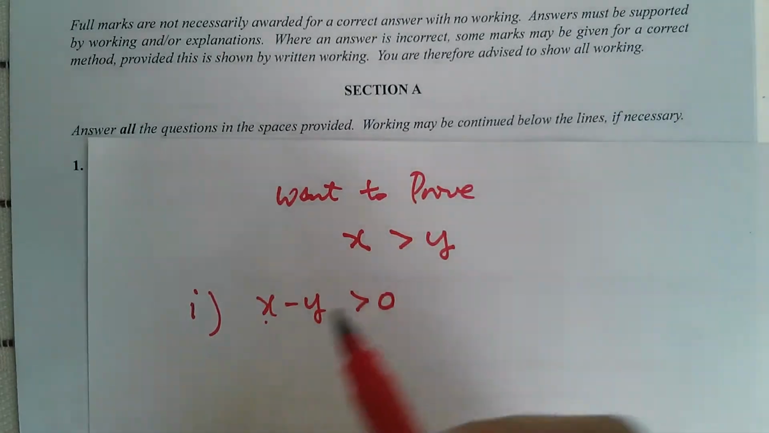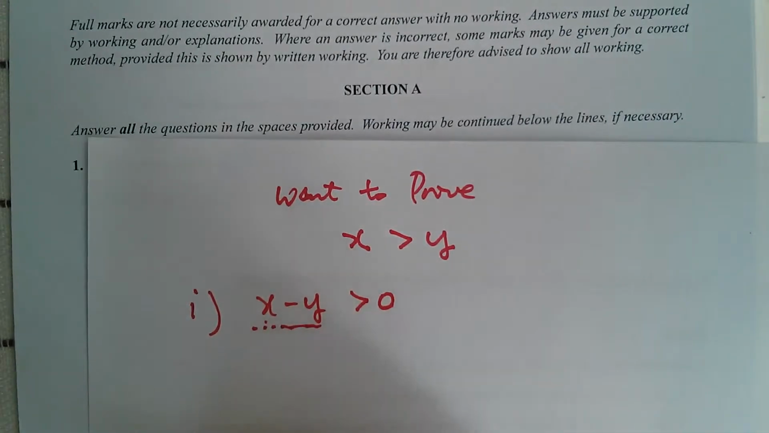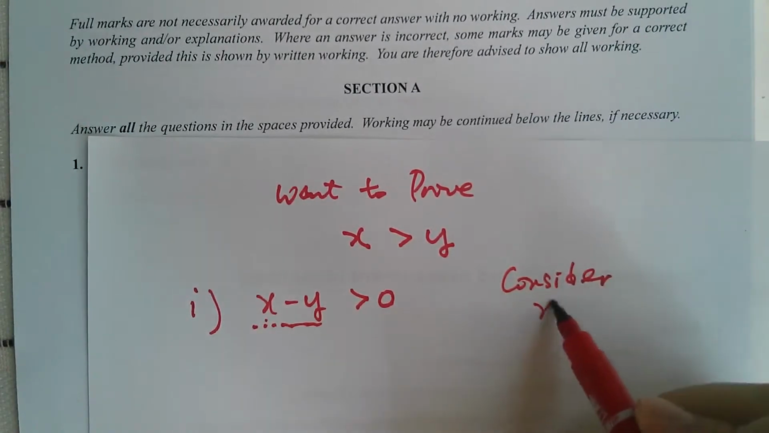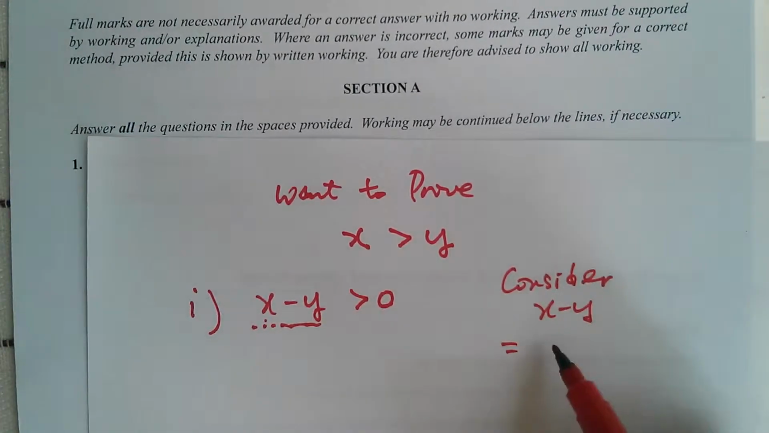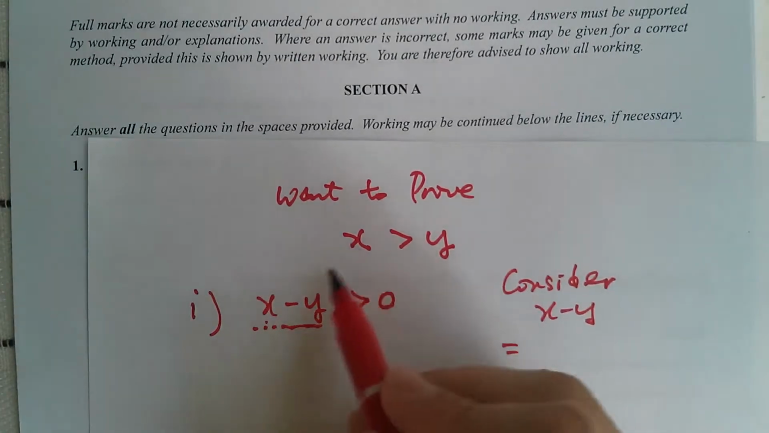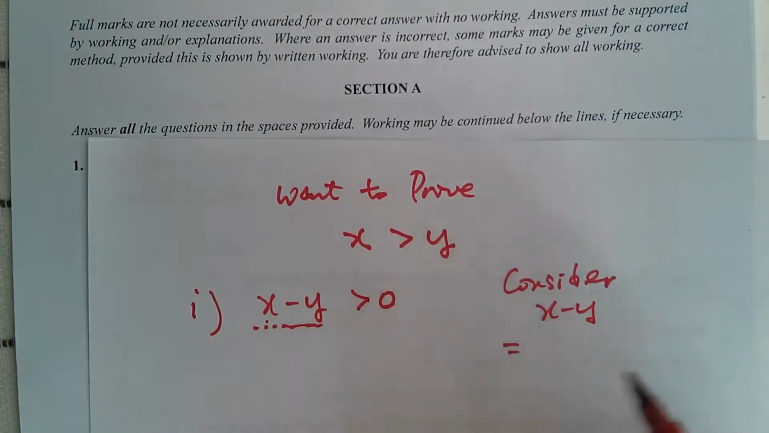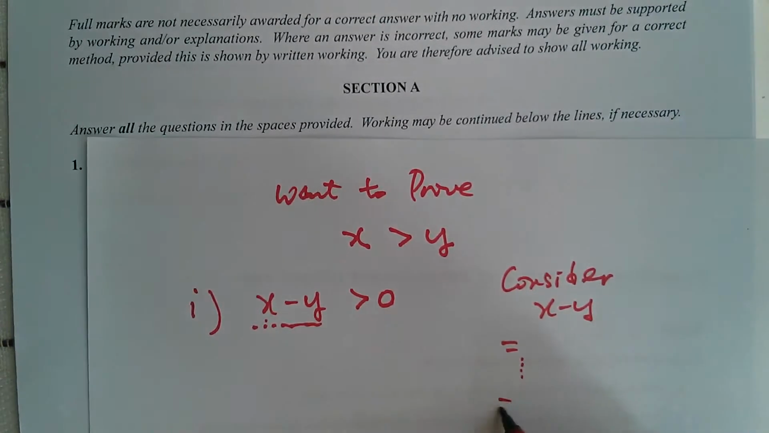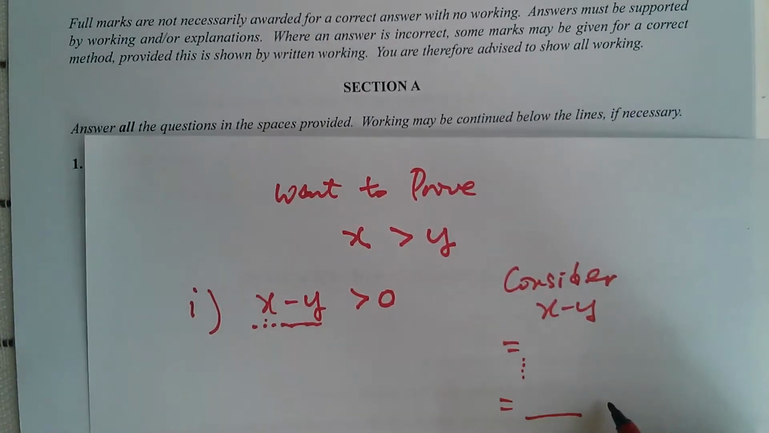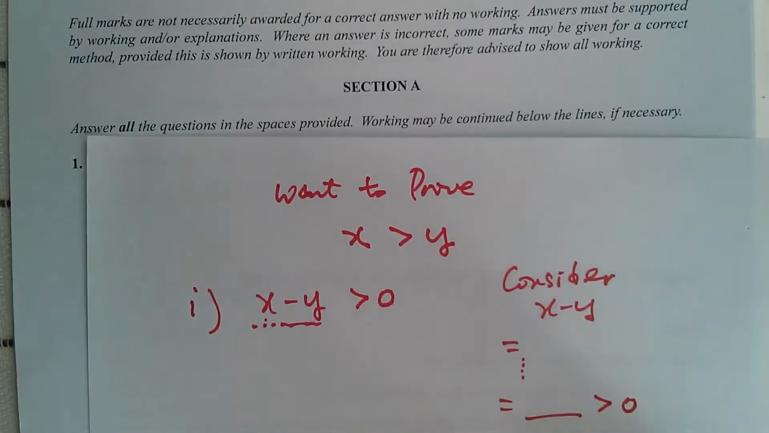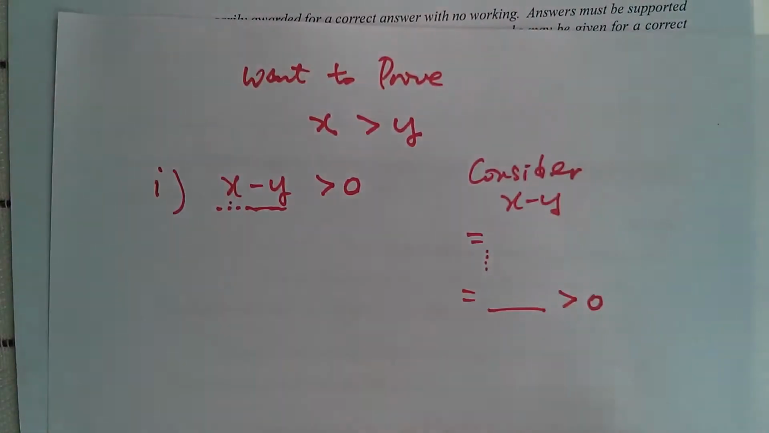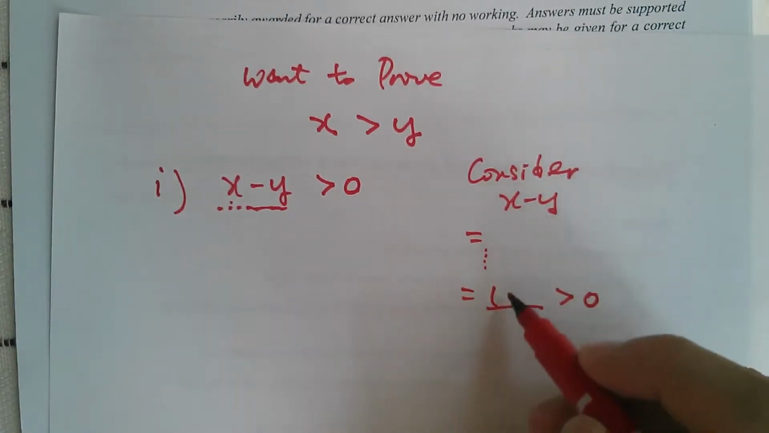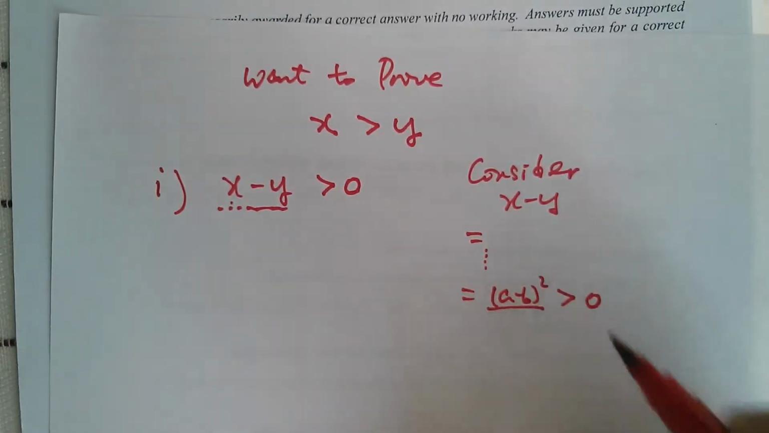Okay, so this is one way. We would consider X minus Y. X is supposed to be some formula, Y is supposed to be something else. So you work it out until you get something that you can guarantee is always positive. What can that be? It might be some square thing. It might be (A minus B) squared.